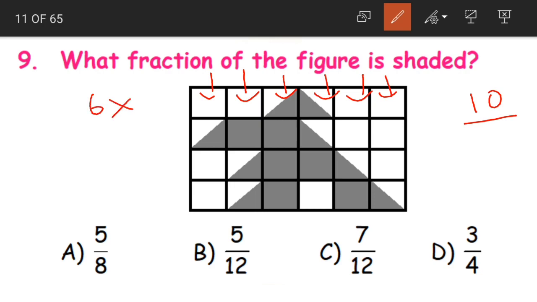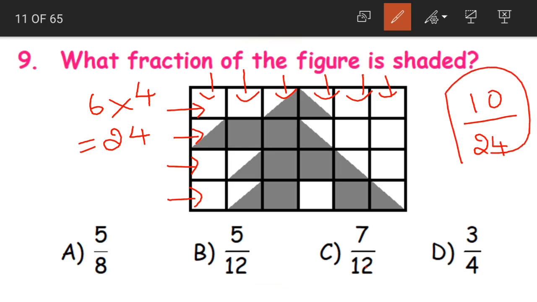6 columns into 1, 2, 3, 4. 4 rows. 6 fours are 24 is our total number of blocks. So, 24 becomes our denominator. And if we look at the given options, we do not have 10 by 24 in our answers.